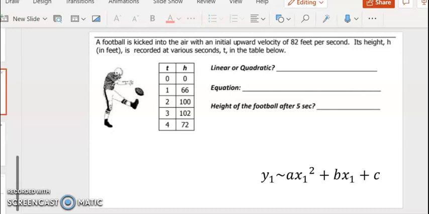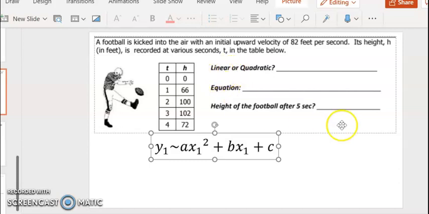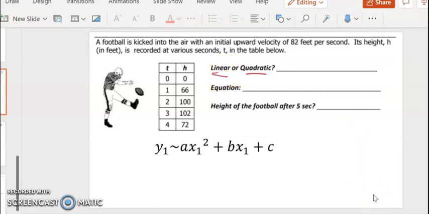Okay, so this video is about creating an equation for a quadratic function. We are going to look at the difference between a linear function and a quadratic function. We're going to put our tables in there and then we're going to see if it's quadratic.